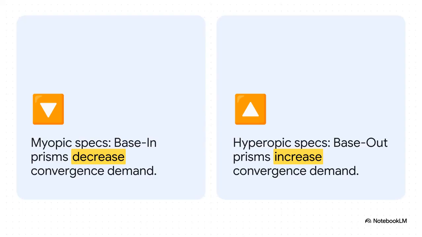Now, do not confuse these vertical prismatic effects with horizontal ones. They are totally different beasts. Think about a myope converging their eyes to read. They are looking through the nasal aspect of their minus lenses. This induces base-in prism, which shifts the image temporally. This actually decreases their convergence demand. It makes it easier for them. Hyperopes, however, are looking through the nasal aspect of plus lenses. This induces base-out prism, shifting the image nasally, which forces them to work harder and significantly increases their convergence demand.